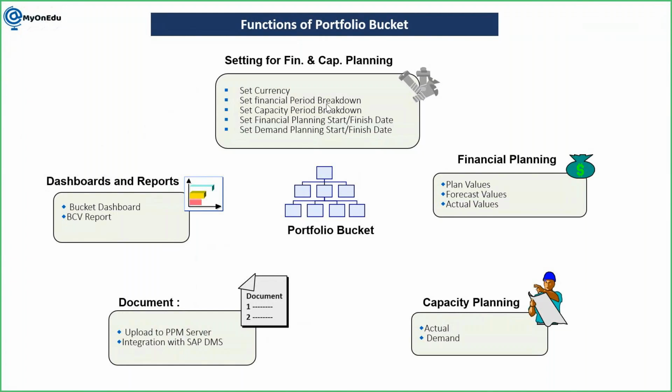Next is financial planning. We can do financial planning in the bucket, we can do forecast planning, and we can see the actuals. Whatever projects you are executing in a particular bucket, and with reference to that project, whatever actual cost or actual revenue has been posted, you can bring back here for reporting purposes. Similarly, for capacity planning, you can define the demand, and whatever actual assignment of resources happened, you can pull back into the PPM bucket level.